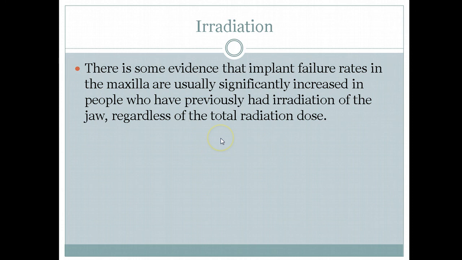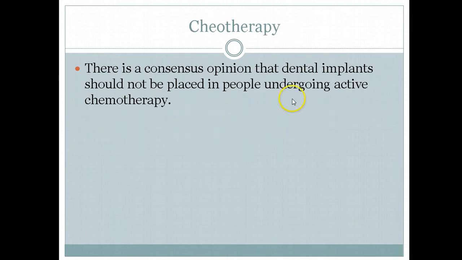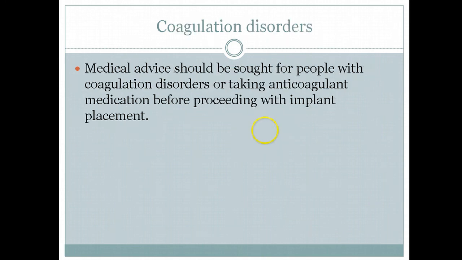the HBO treatment for a patient who had 6,000 cGy or above. Chemotherapy: there is no consensus opinion that dental implants should not be placed in people undergoing active chemotherapy. So that's the conclusion that we had in the paper. But personally, if you are actively going through chemotherapy, I do not put implants in those patients. I wait for the treatment to be over, and then we do our elective procedure.